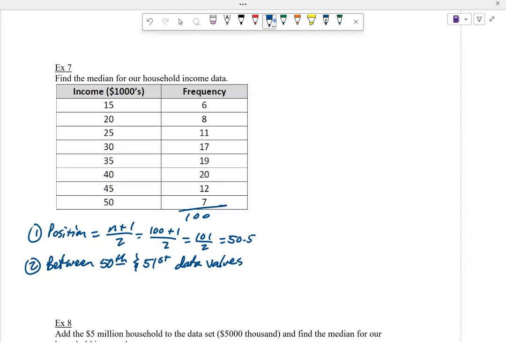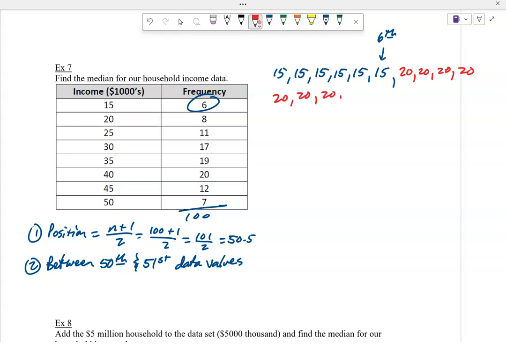Well, who is in the 50th position? If I write this out, I have 15, 15, 15, 15, 15, and 15. So there's 6 of those, so the 6th position is my last 15. Then I go to 20s, and I got 8 of these. 20, 20, 20, 20, 20, 20, 20, and 20. That'll be 6 plus 8, the 14th position is my last 20.